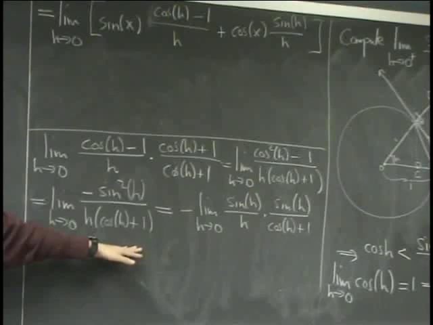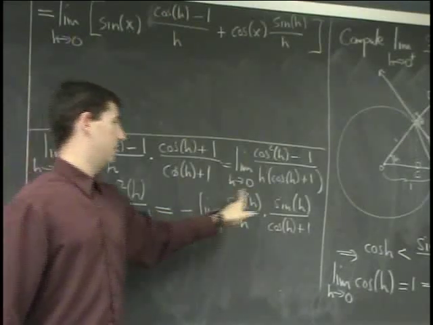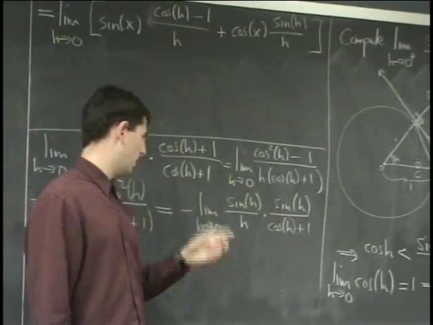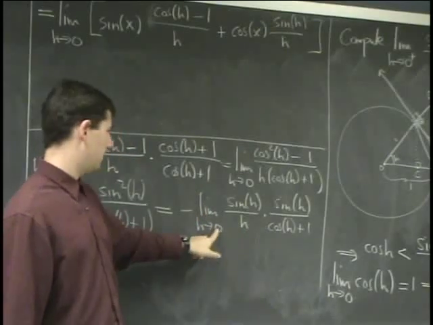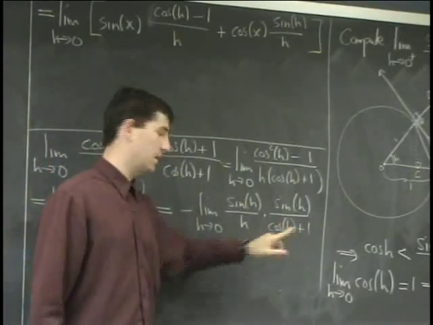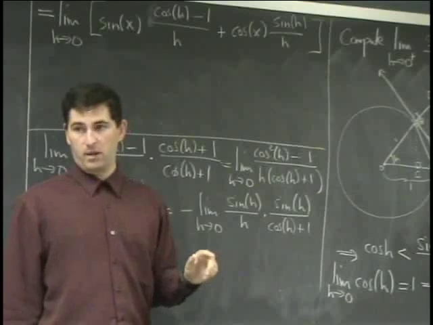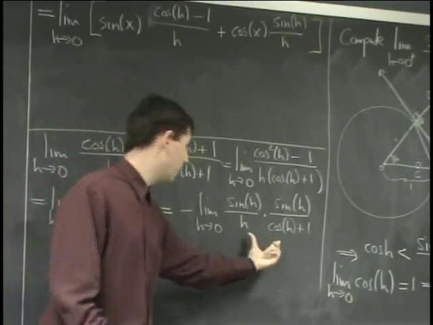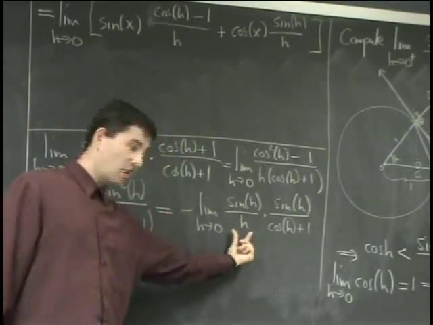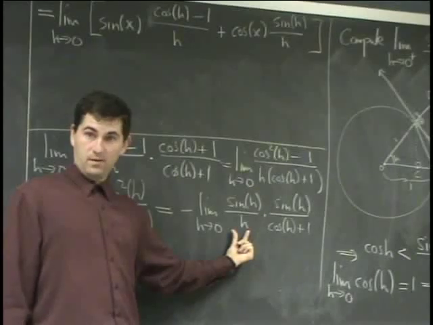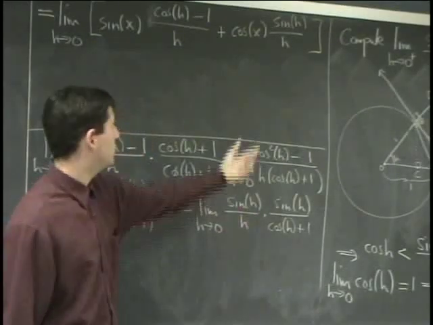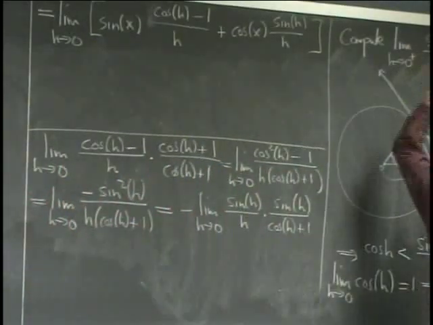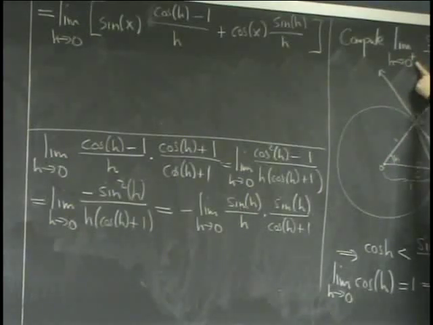Now, I'm only allowed to pull this minus out if this limit exists. Why does this limit exist? Well, I claim you can break this limit up into two different limits, and of course that only makes sense to do if both those limits exist. But we just evaluated this limit, the limit as h goes to 0 of sine of h over h. That's what we computed. Oh, I forgot to mention what happens when you go to the negative, so let's go back and cover that in a second.